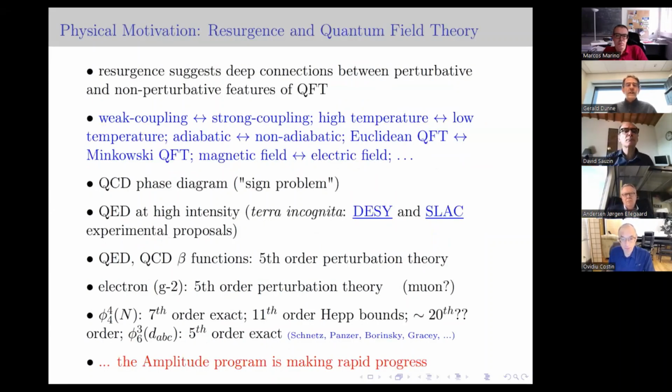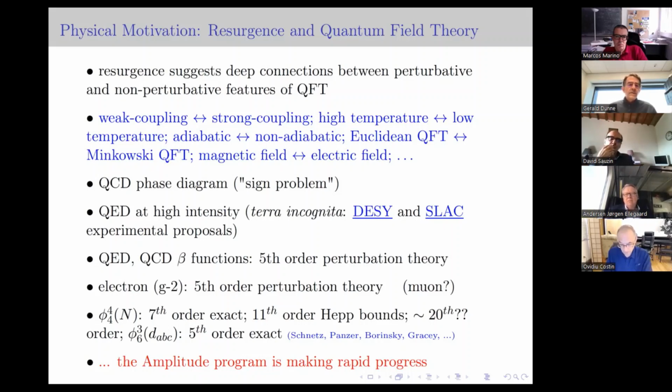My motivation is really coming from problems in quantum field theory. And resurgence suggests that there are very deep connections between perturbative and non-perturbative features of quantum field theory. So the types of things I'm interested in are, given some information about weak coupling expansion, what can you say about strong coupling? Likewise, given some information about a high temperature expansion, what can you say about the low temperature limit? Or an adiabatic expansion, what can you say about the non-adiabatic situation? Euclidean quantum field theory to Minkowski, et cetera, et cetera. These are the types of problems I'm interested in.